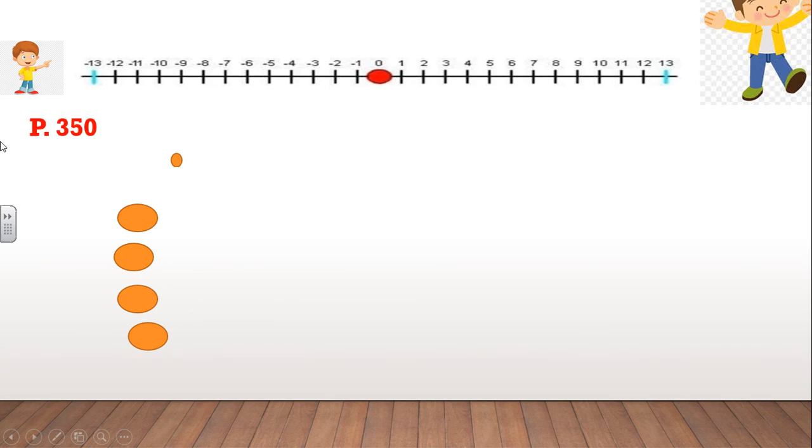Okay. Open your booklet, page 350, okay? I put here the number line to help us. So let's remember together. In the middle we have the 0, and when we move right, we move on the positive side and we move from the smallest to the greatest number. And on the left side we have negative numbers. In the negative numbers we move from the biggest number to the smallest number, okay?